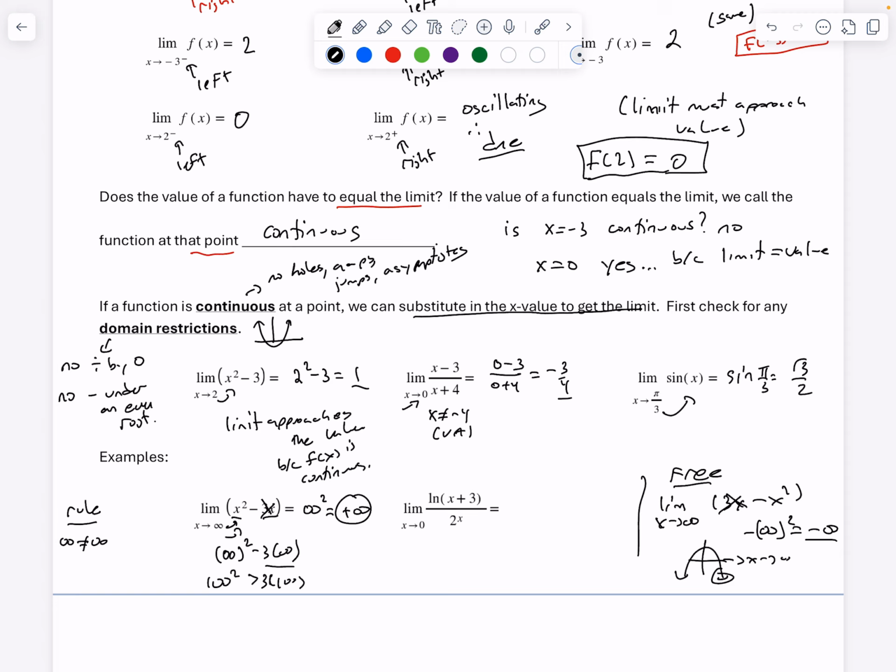All right, so let's try a fancy one. Let's plug in 0. If I plug in 0 to the top, I get the natural log of 0 plus 3 over 2 to the 0. Oh no, you've got to remember this stuff. On top, I get the natural log of 3, and 2 to the 0 is just 1.